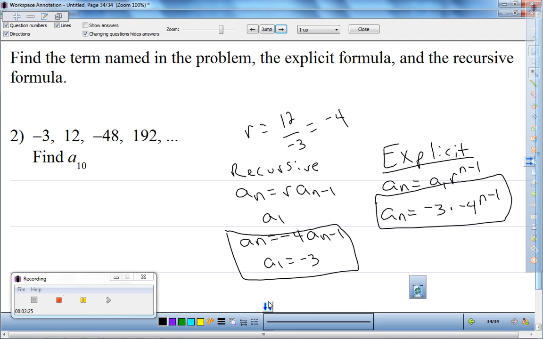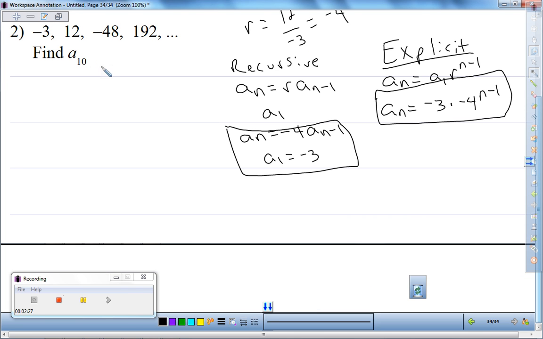And then our final step is we're going to find the 10th term. Now to find the 10th term, we're going to take negative 3, and then, because that's not our common ratio, that's our a1, times negative 4 to the n minus 1 power. So we're going to take n and replace it with 10. So we'll have 10 minus 1. So we have a sub 10 is equal to negative 3 times negative 4 to the 9th power.